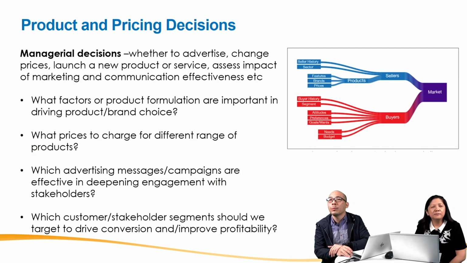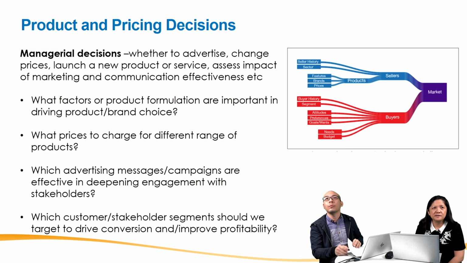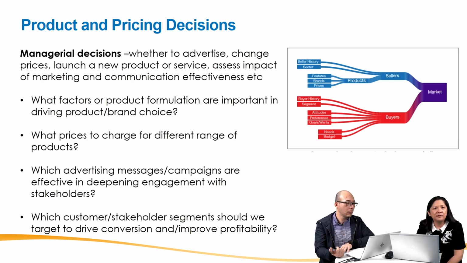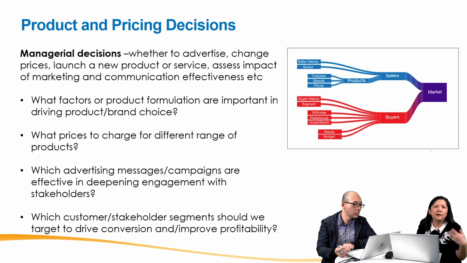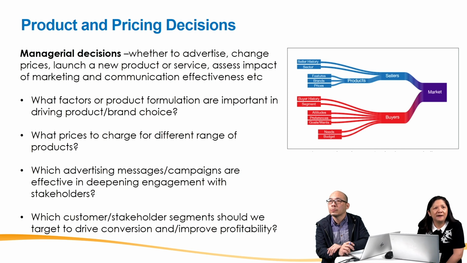Hi. Okay, so in terms of product and pricing decisions, there are several managerial decisions that companies like to make, for example, in the area of products and also in terms of buyers, understanding more about the products and the buyers. For example, whether we should advertise, whether we should change prices, launch a new product, or assess the impact of marketing and communication effectiveness.